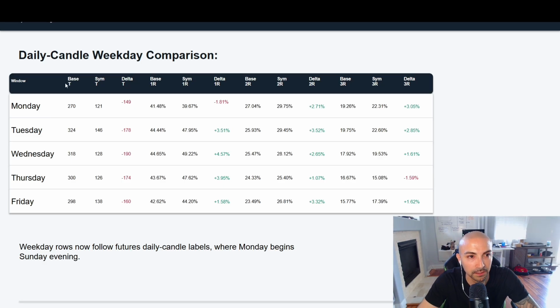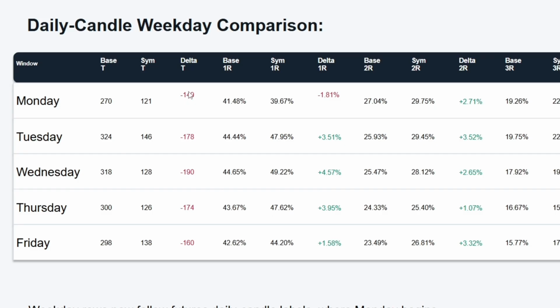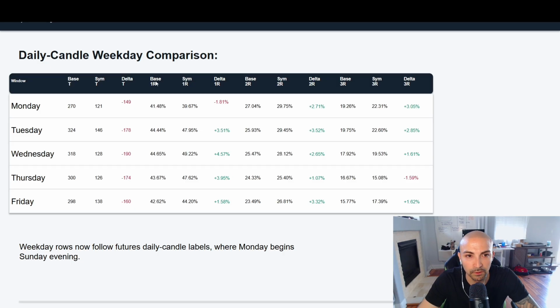All right, this section right here is the base. This section is symmetrical, and then the delta is just the difference. So we've got base 1R, symmetrical 1R, base 2R, symmetrical 2R, and same thing for 3R. The 1R results are underwhelming for this backtest. Everything is under a 50-50. Might as well just take your money and go put it on black or red at the casinos on roulette.